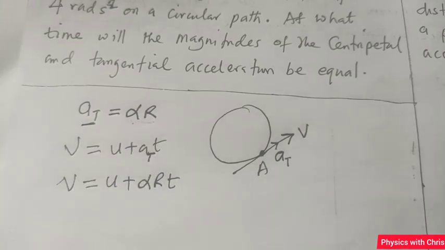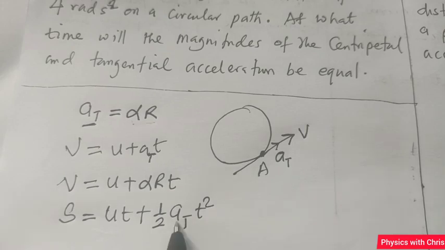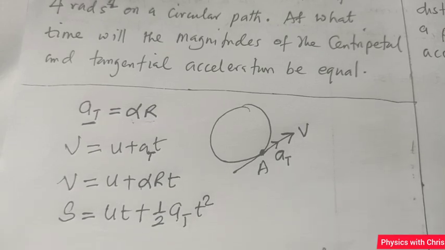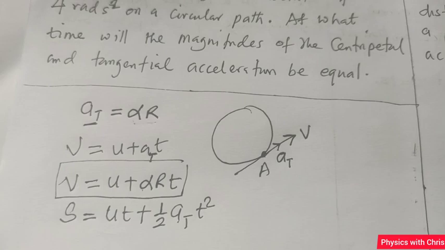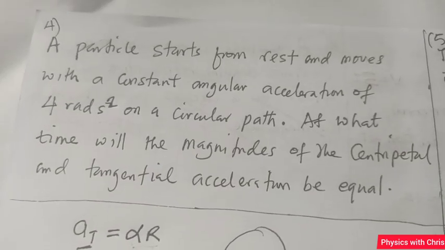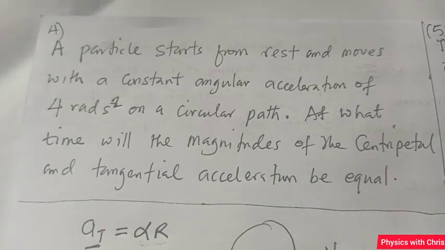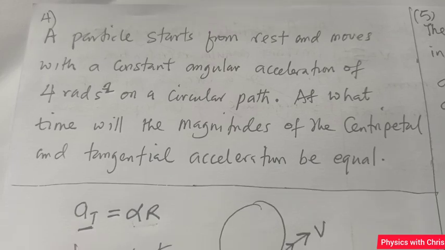Then the second equation also applies, that s, which is the linear displacement, equals ut plus half a_t t squared, which is half tangential acceleration times t squared, which we can also replace with alpha r, and so on and so forth. So we are going to apply this equation in calculating the linear speed. Because if you look at the question, we're not given the linear speed, we're only given the angular acceleration of this body as 4 radian per second squared. The linear speed is not given, and the centripetal acceleration is not given. We have to calculate the time.